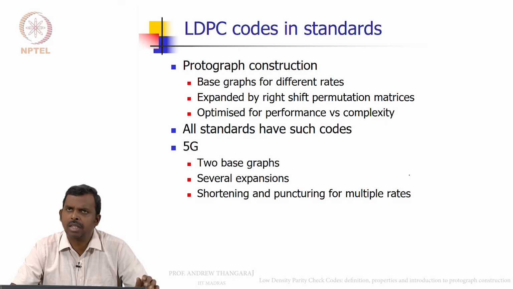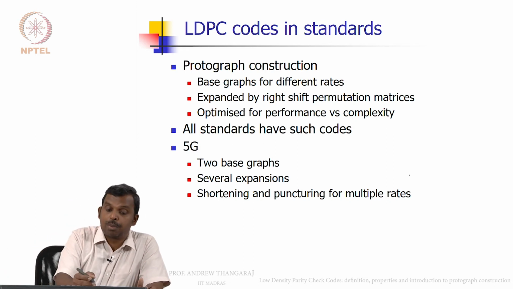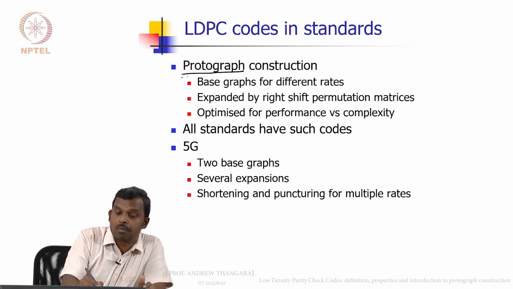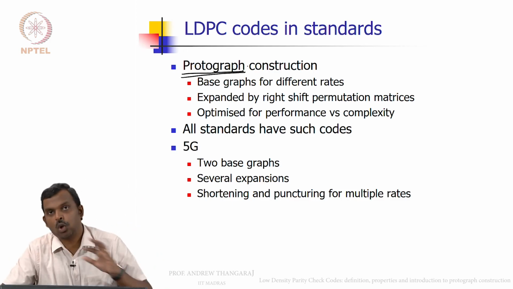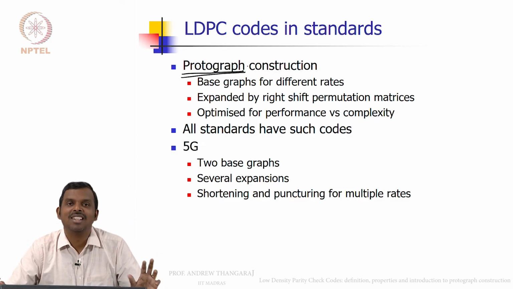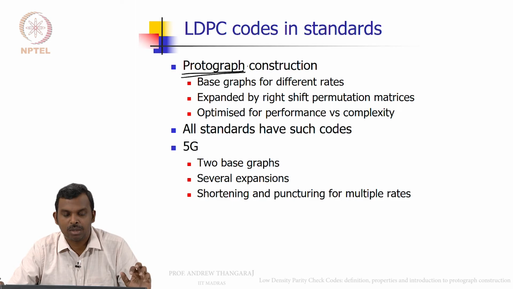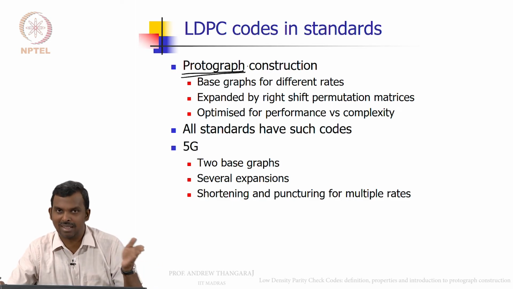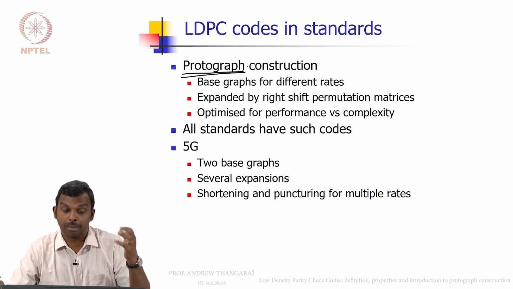The most popular, I would guess, is the DVB-S2 standard, which has an LDPC code. That's the digital video broadcast standard, but now the 5G standard has made them much more prevalent than before. It turns out the LDPC codes in standards are almost always protograph constructions. This is not photograph in the sense of taking pictures. This is protograph. So what is a protograph? A protograph is sort of like an example graph which you repeat to make a bigger graph.